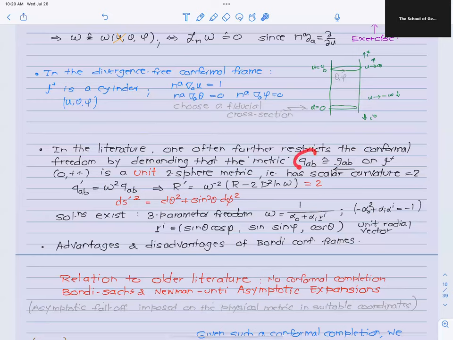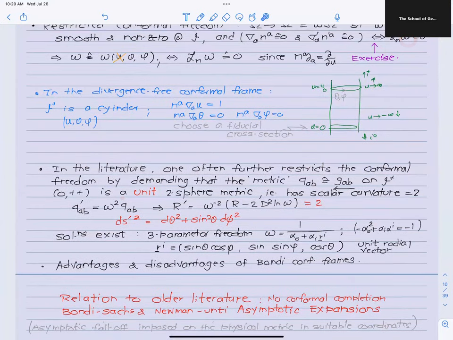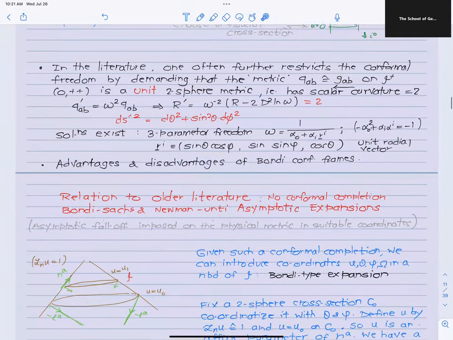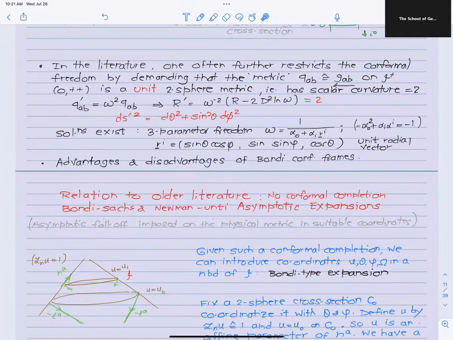So what we can do is to take this metric and restrict it to such cross-sections such that the metric is actually unit. I can just use this conformal freedom that is left over to make this a unit two-sphere metric. In other words, the scalar curvature of the new two metric is equal to 2. If I make the scalar curvature equal to 2, then that is really a strong conformal freedom up here. And you can make sure that solutions always exist. You can always solve this equation.